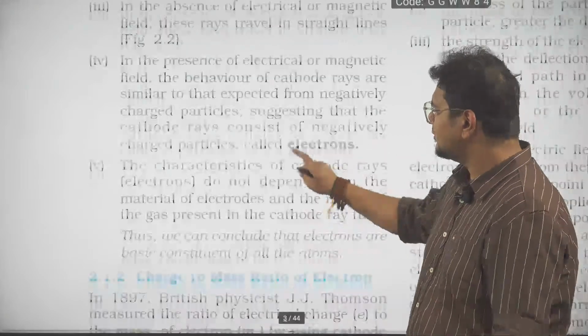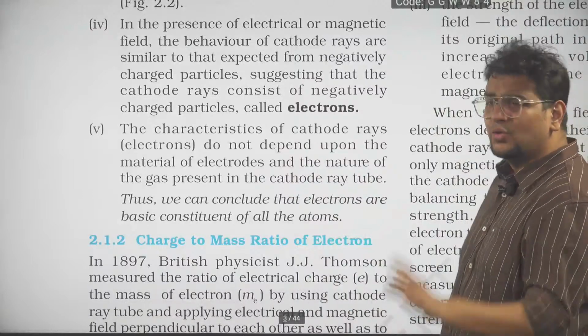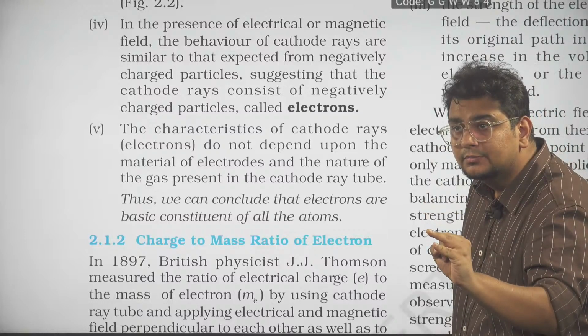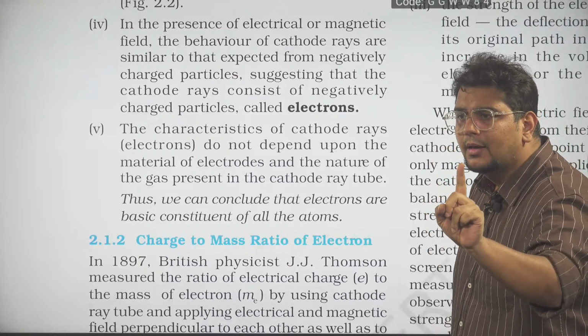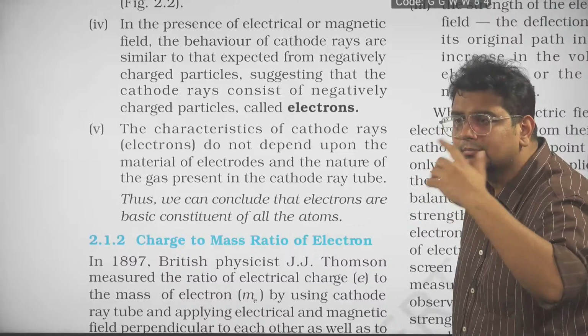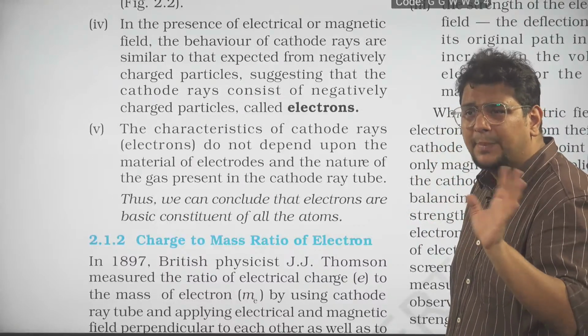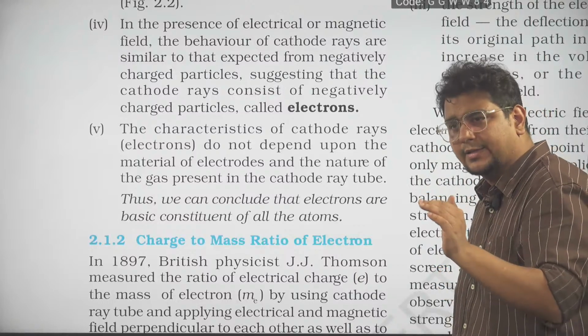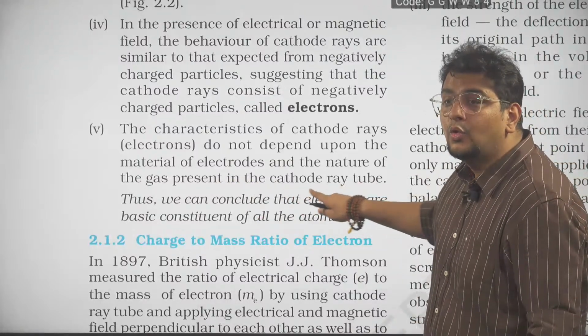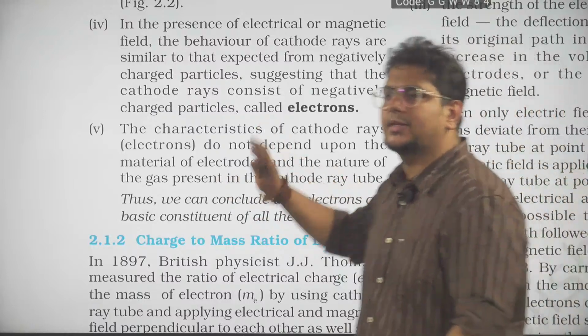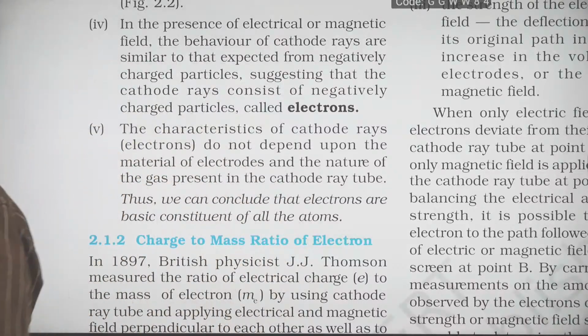Next, the characteristics of cathode rays do not depend upon the material of the electrode and the nature of the gas present in the ray tube. Have you written this? Thus, we can conclude that electrons are a basic constituent of all atoms. This line is very important. Underline it in your NCERT. Check. Is the last line clear?